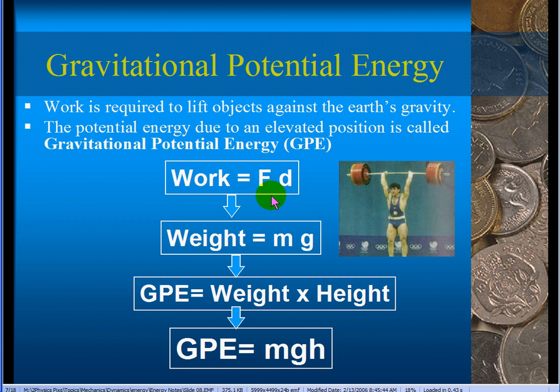So in other words, work is equal to force times distance. The force you need to exert to lift something is equal to its weight. So the potential energy is equal to the weight of the object multiplied by the height, or mgh. So to find potential energy, you can either multiply weight times height or mass times gravity times height. It's the same thing.